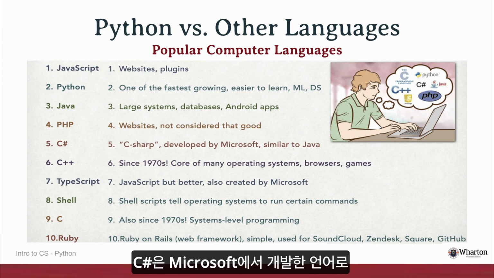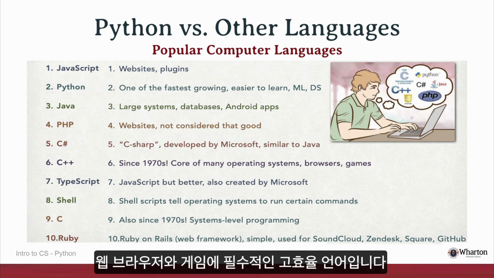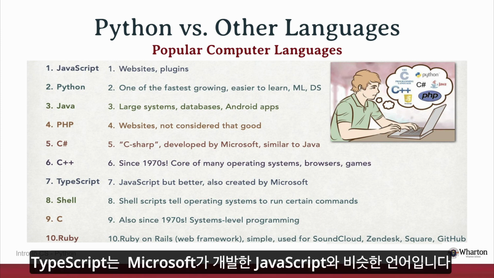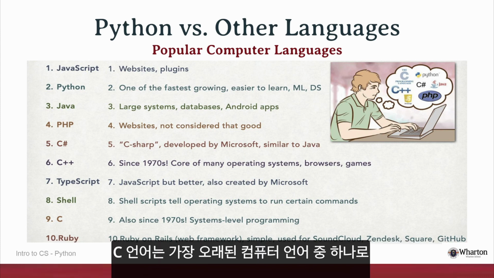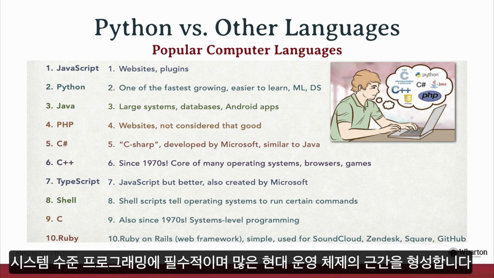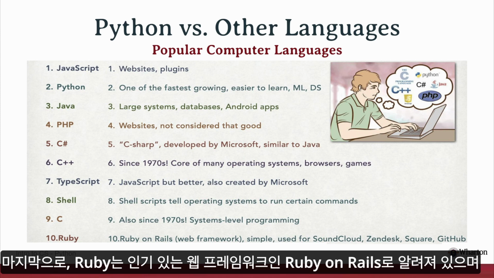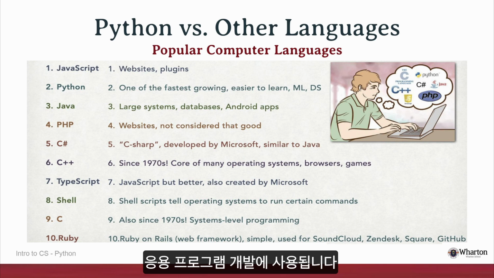C# is a Microsoft-developed language bearing similarities to Java. C++, a language that was developed in the 1970s, is essential for browsers and games due to its high efficiency. TypeScript has stronger type checking and was created by Microsoft. Shell is essential for automating commands and tasks within an operating system. The C language is one of the oldest computer languages. It is essential for systems-level programming, forming the backbone of many modern operating systems. Finally, Ruby is known for its simplicity and the popular web framework Ruby on Rails, and is used for application development.